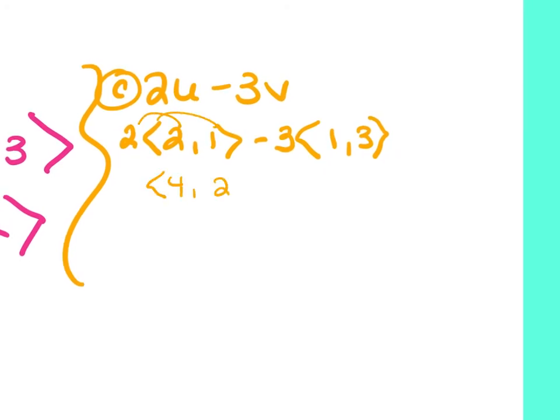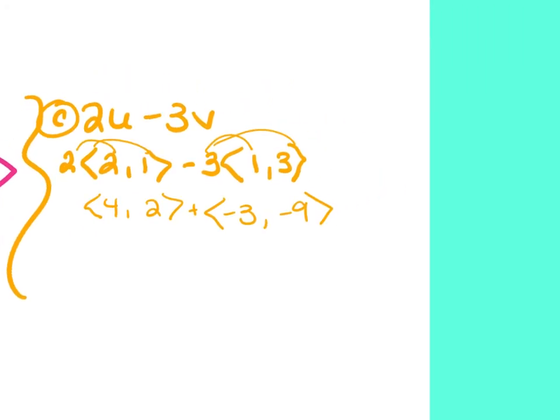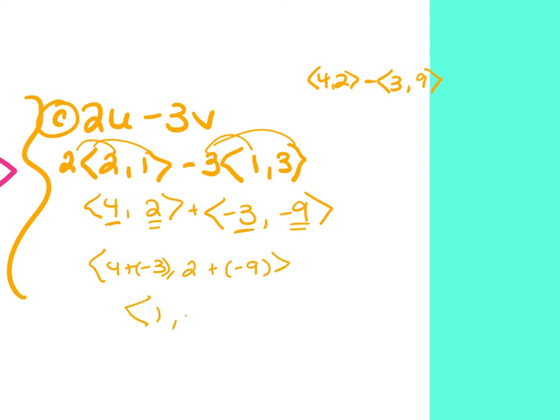So distribute here. I get 4, 2. Now I can distribute the negative with the 3 and make it a plus in between. Or I could have done 4, 2 minus distributed a positive 3 and then subtract. You could do that either way. Doesn't matter. But now I want to do first and first. So 4 plus a negative 3. And then second and second, 2 plus a negative 9. And I get 1, negative 7.